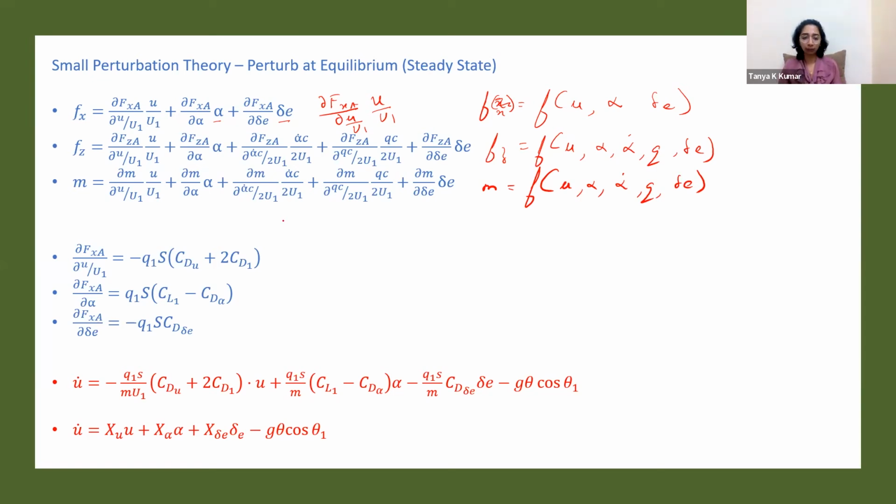Now we take the first equation, that is Fx. We take the first equation and analyze the derivatives. We see what the derivatives mean. The first derivative is dou Fxa by dou u, dou u by dou u1. This is the first one. This gives us this value. Similarly, the second derivative gives you this, and the third derivative gives you this.